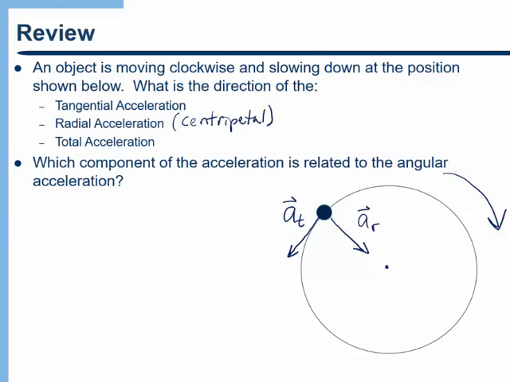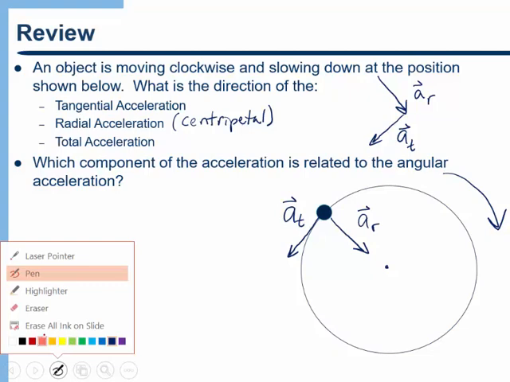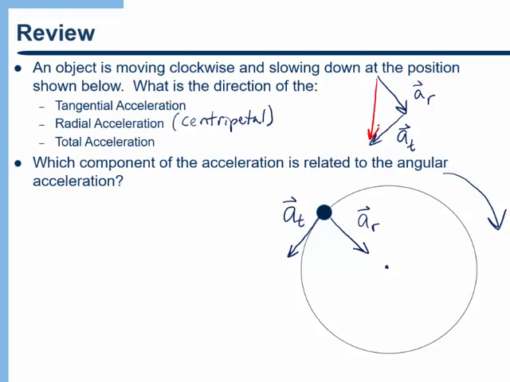We're then asked to find the total acceleration. Well, this is just vector addition. So I'll take my radial acceleration and I will add my tangential acceleration, and therefore my total acceleration is simply in that direction. Okay, so that's just a matter of drawing the two vectors for radial and tangential acceleration and then just doing our basic vector addition.